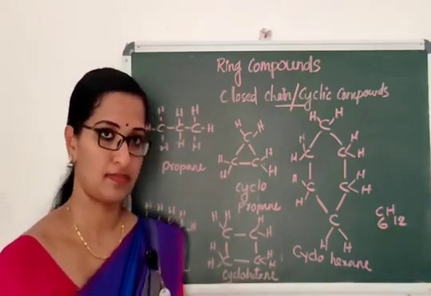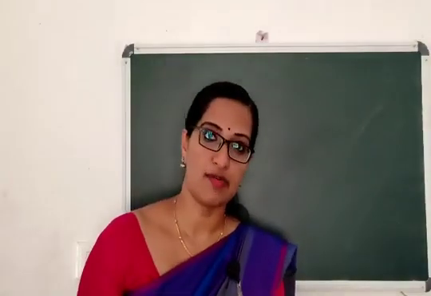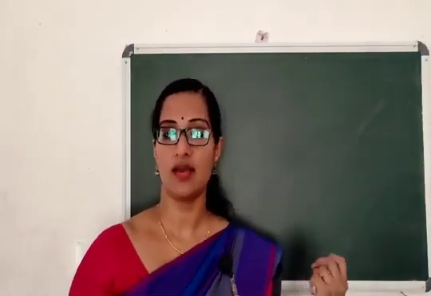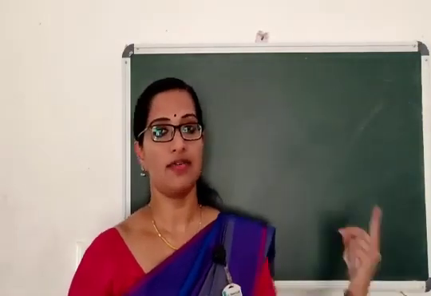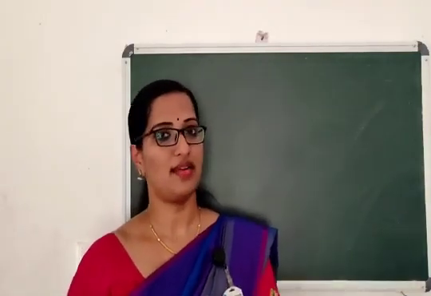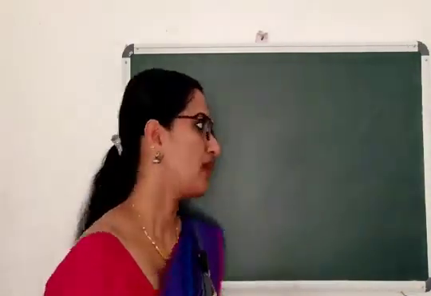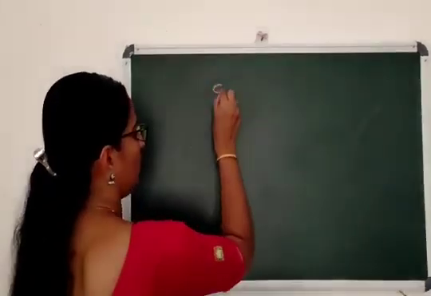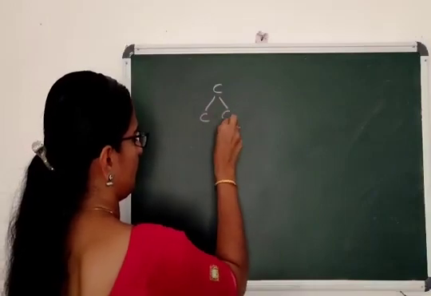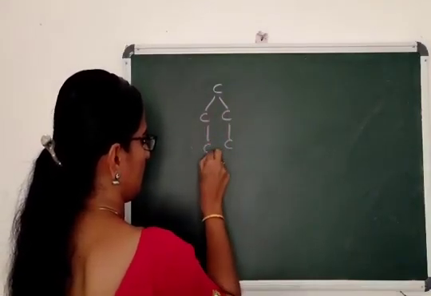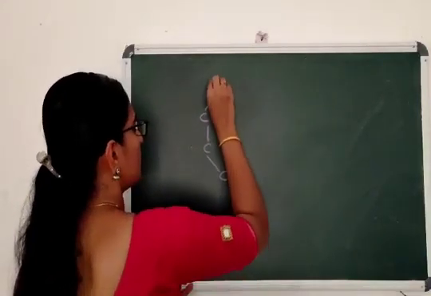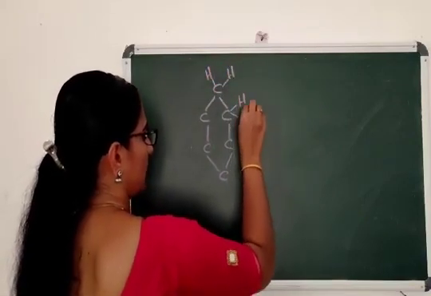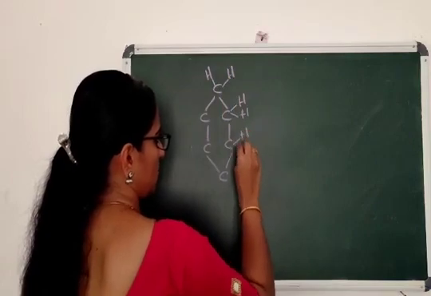Okay students, till now we have discussed saturated ring compounds. And now we are moving on to the unsaturated ring compounds. In order to write the unsaturated ring compounds, first you draw a cyclohexane ring. You have already drawn this. The same ring you just draw again. I just want to show you the transformation.